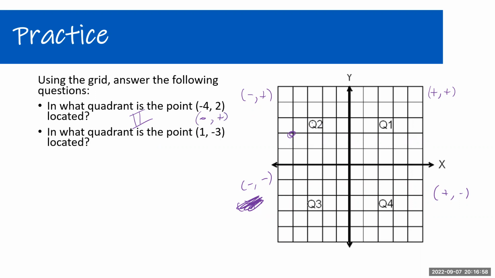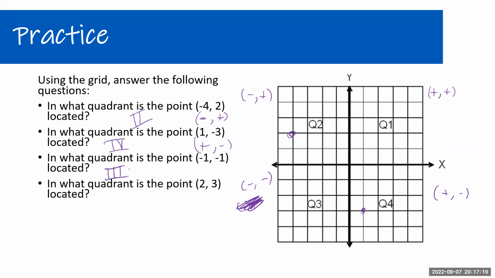The next one, we have +1, -3. So if we want to look at it, it's +1, -3. It's down here. And so it is going to be in quadrant 4, which again, we have a positive, then a negative, so that lines up with quadrant 4. Similarly, -1 is going to be in quadrant 3. 2, 3 is going to be in quadrant 1.